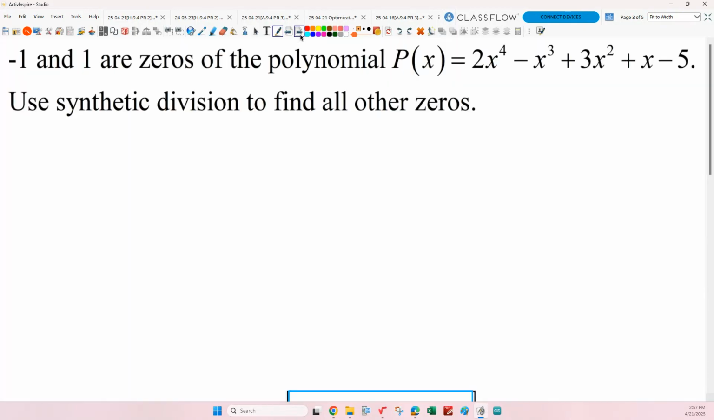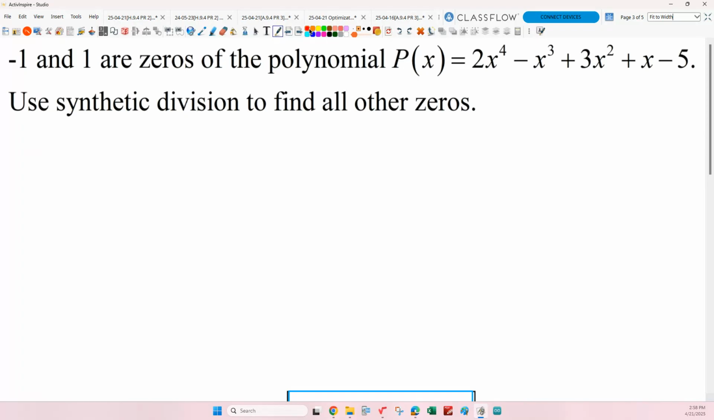Okay, so if we use the factor theorem, we're given 2 zeros, and we're given a 4th degree polynomial. So how many zeros should we end up with at the end? Total number of zeros. We should get 4 zeros at the end because it's a 4th degree polynomial. So if we use synthetic substitution, we'll use those 2 zeros to break this down into a quadratic.